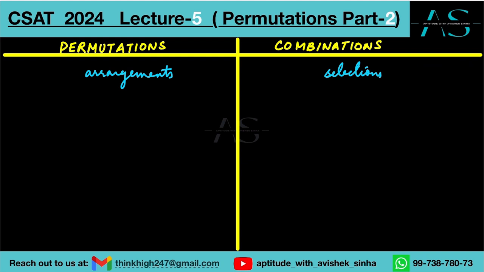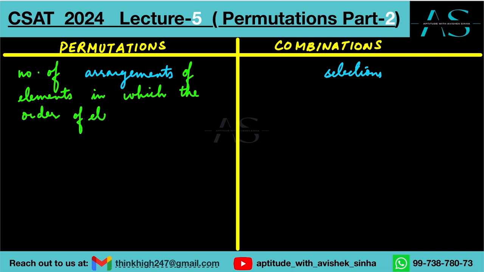Now, let's understand these in detail. So when we talk about permutation, we are talking about the number of arrangements of elements in which the order of the elements matter. Now, what do I mean by this statement? The order of elements matter. Order, that means in which particular order they are positioned. The position of the elements would matter.